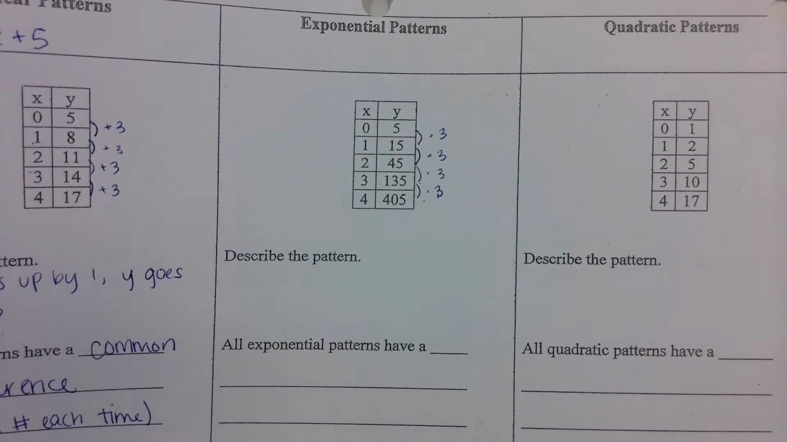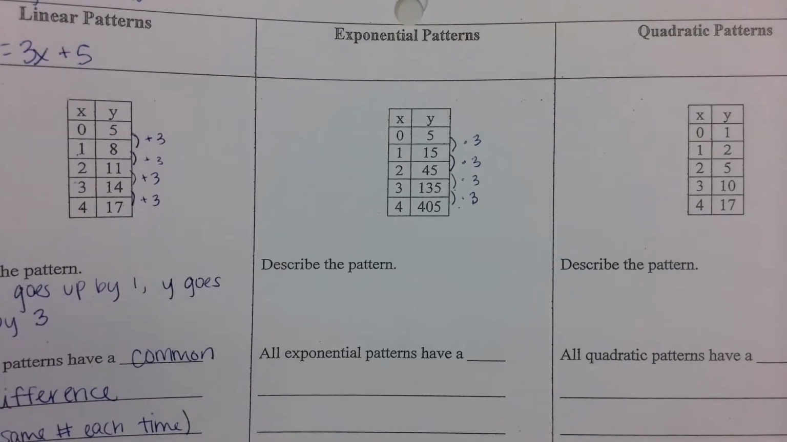I would check that with all your numbers just to be sure, because sometimes they will trick you. So 45 times 3, what does that give us? So double check it in your calculator. 135. And does 135 times 3 give you 405? Okay. Questions there? Are we all good with that pattern?